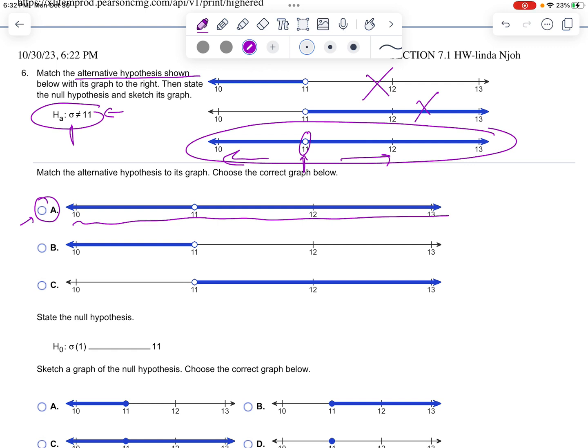Why? Because this statement, sigma different than 11, means that sigma could be less than 11 or could be greater than 11 as long as it's not 11. So B and C wouldn't work. So A is the choice.